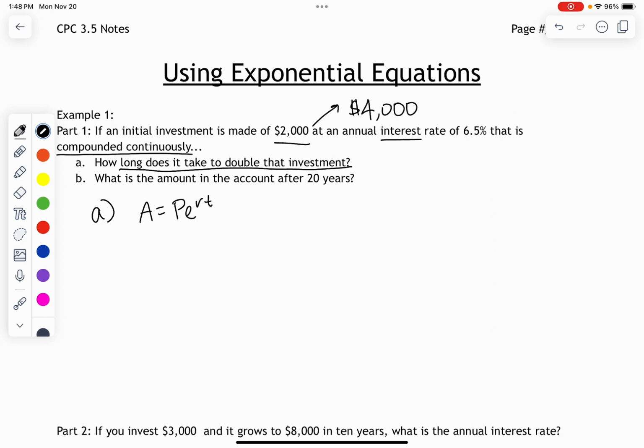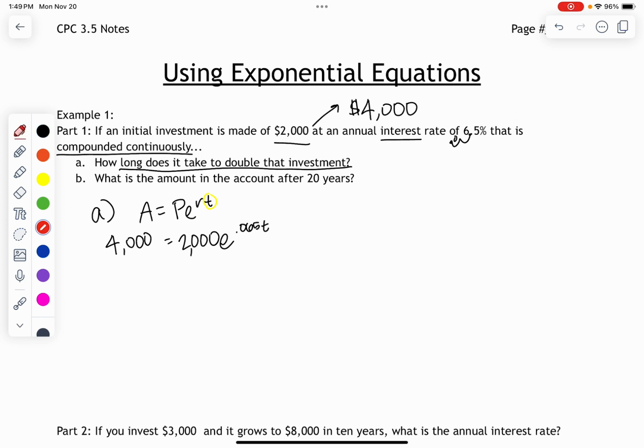If I'm looking for how long it takes to double the investment, I'm looking at finding T. So I won't be able to plug in anything for T. A is my ending amount. I want to end at 4,000. P is my initial amount. I want to start at 2,000. E is an irrational number, constant, so I'll leave it as E. R is 6.5% written in decimal form, 0.065, and then I'm solving for T.